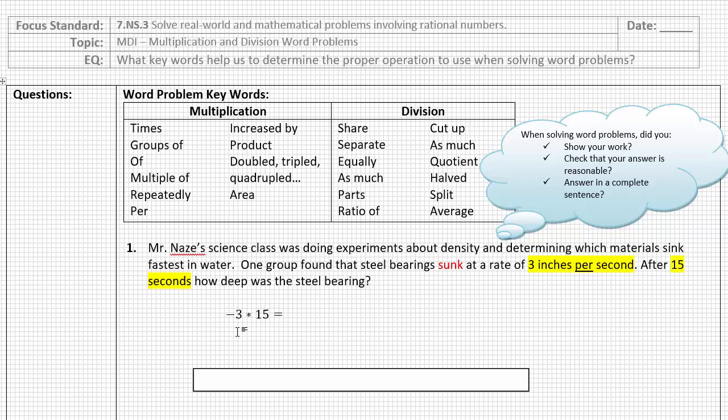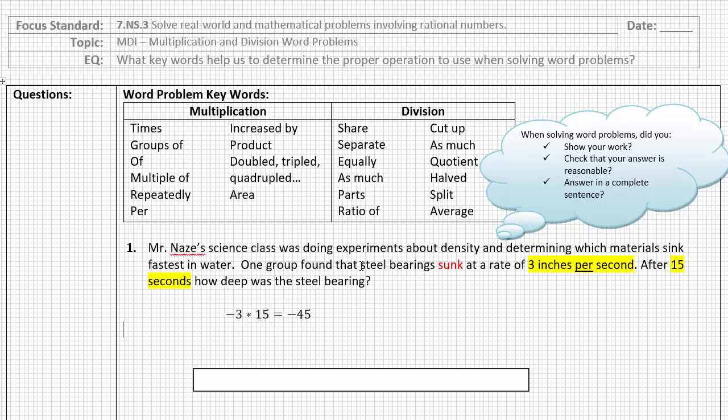So think about that for a minute, write down your answer. What is negative 3 times 15? Well, if you said negative 45, I would agree with that answer. And so we've done some work. Does it make sense? Negative 45.